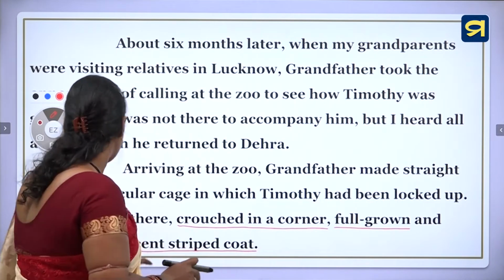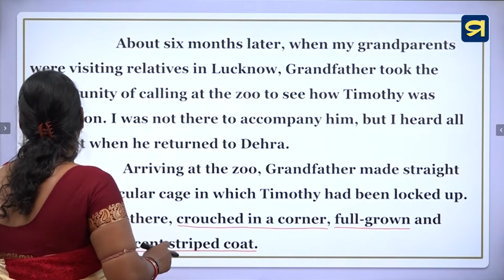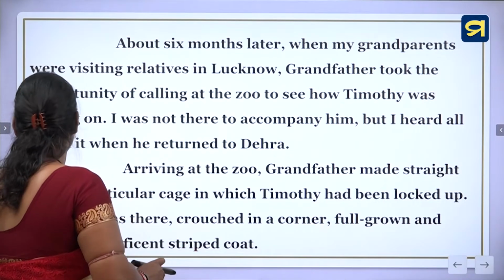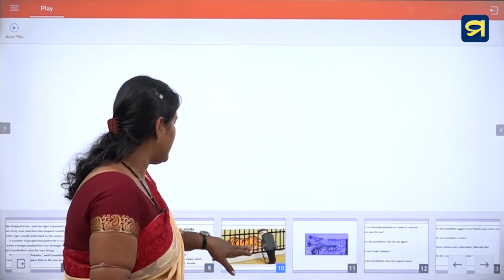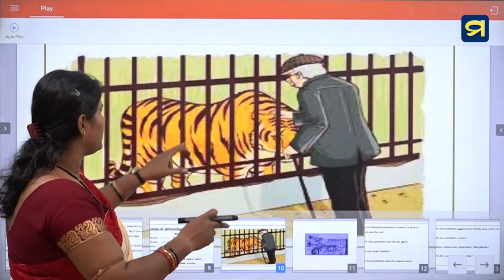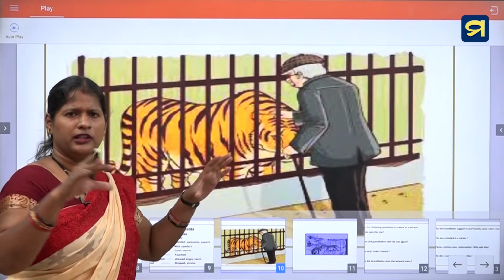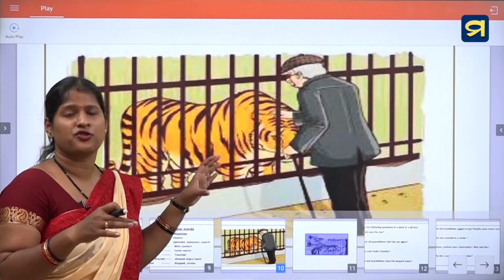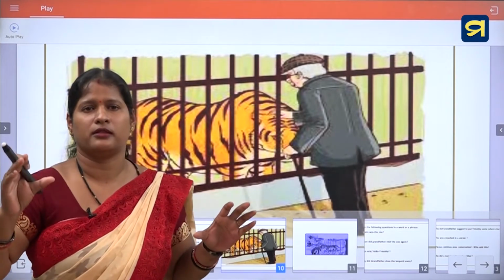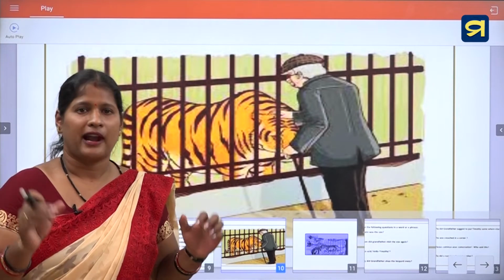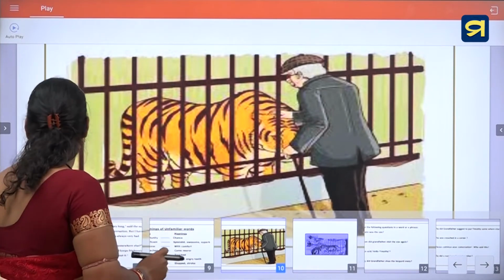Now Timothy had grown up to a full big-sized tiger. He had also developed those black stripes, a yellow color with black stripes. It was really very magnificent, super. Grandfather saw that tiger.